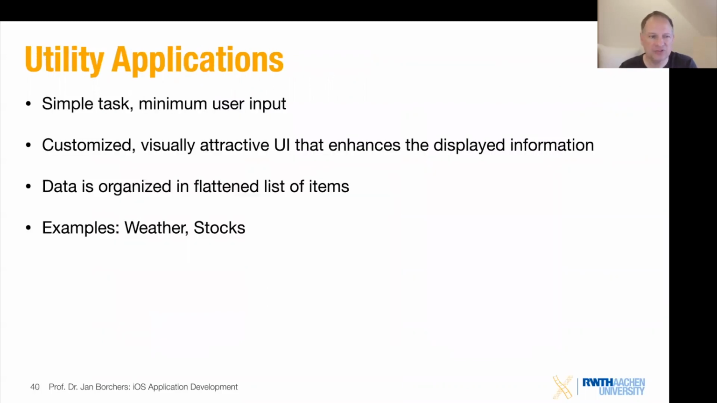Utility applications have a very simple task, like the weather app, for example. They use very little user input, and they often have a customized UI that's trying to be visually a little more engaging, more attractive, enhancing the display information and putting it into the context of that utility app. It's a one-trick pony, right? The weather app shows you the weather, and that's it. I can't send reminders with it. Data is often, therefore, not organized into hierarchical groups, but just in a flat list of items.